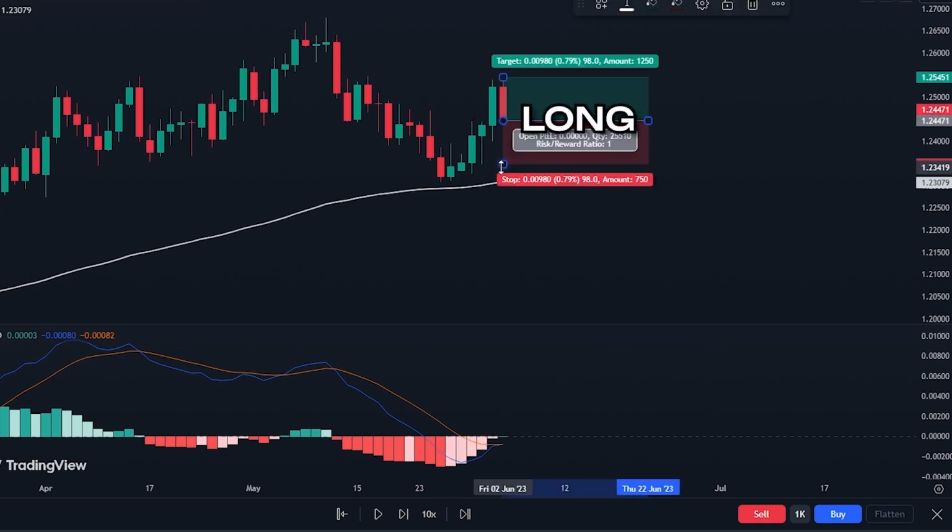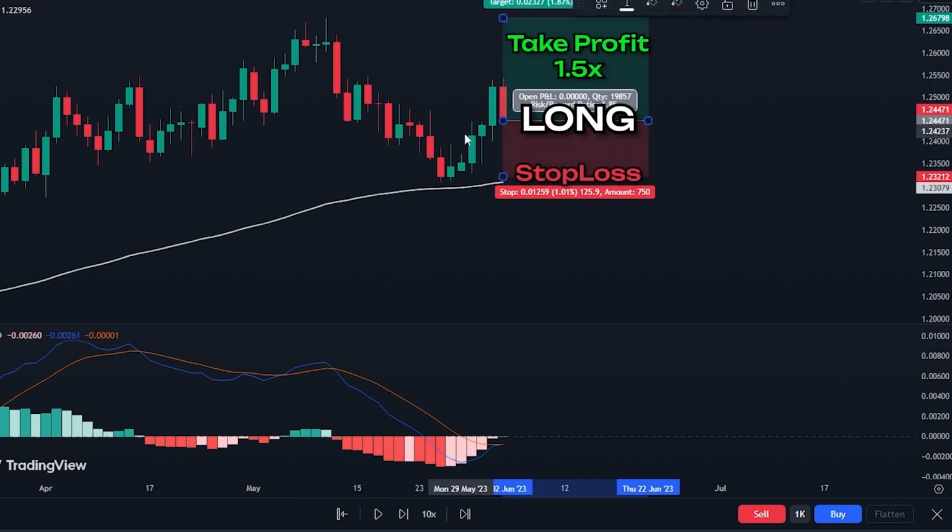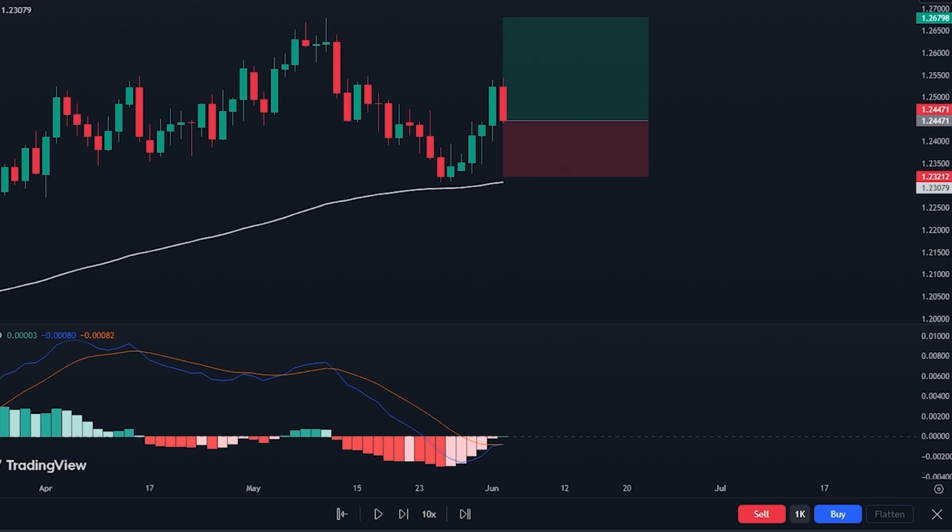Then for your exit strategy, position your stop loss at the closest swing low and establish your profit target at 1.5 times the stop loss.